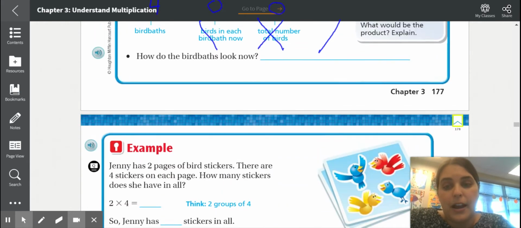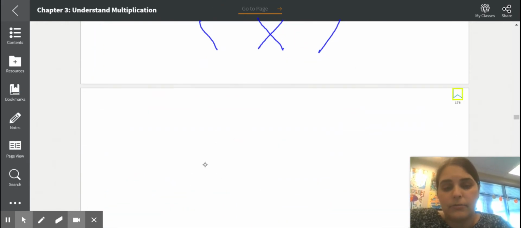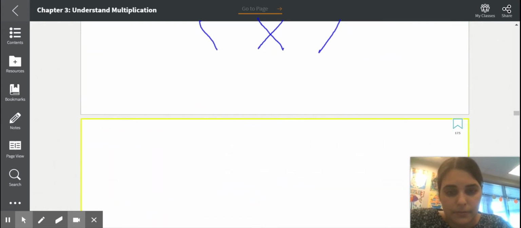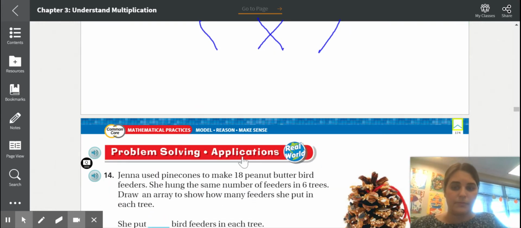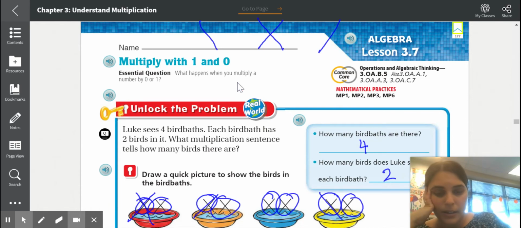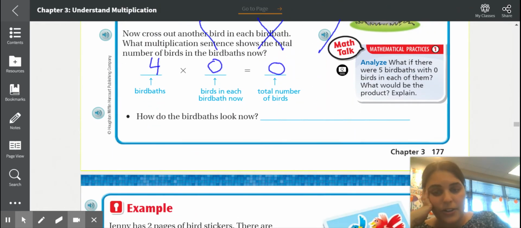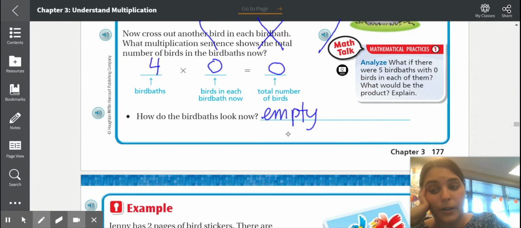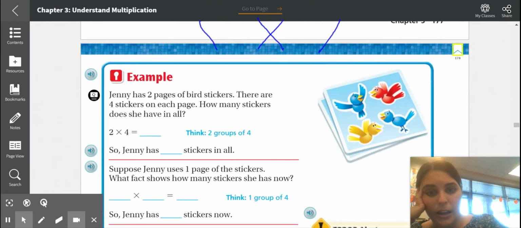Okay. How do the bird baths look now? They look empty, because there are no birds in there anymore. Okay, turn the page.